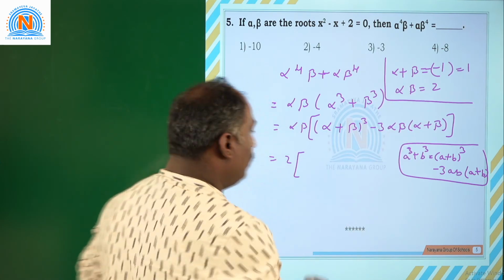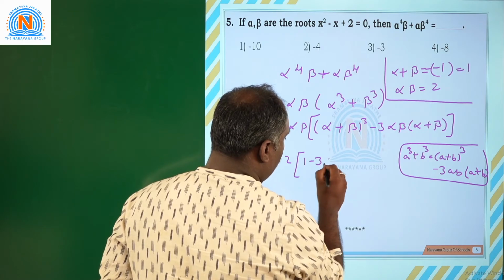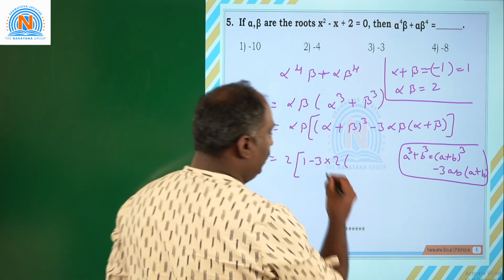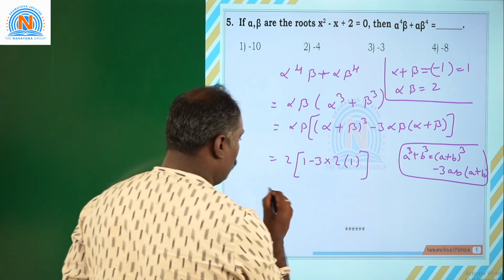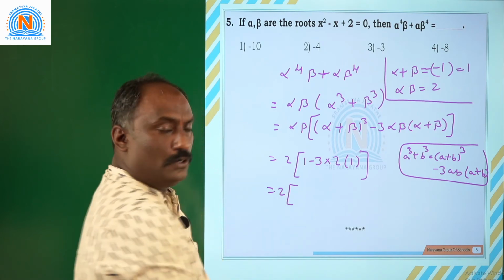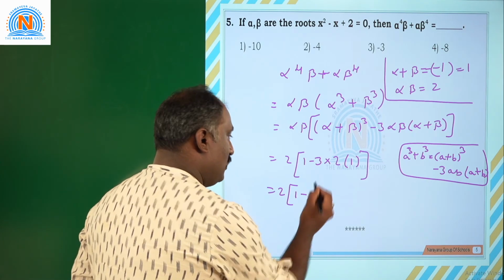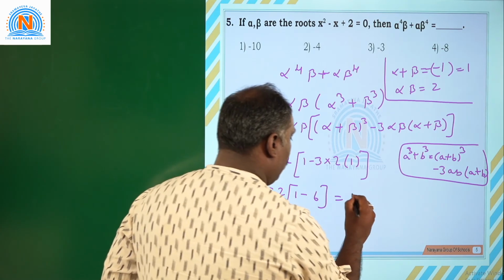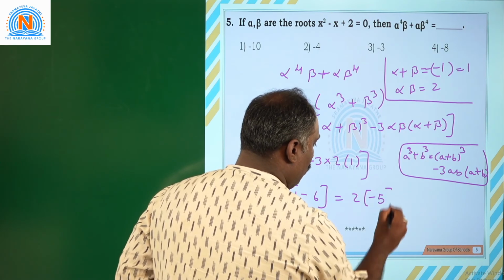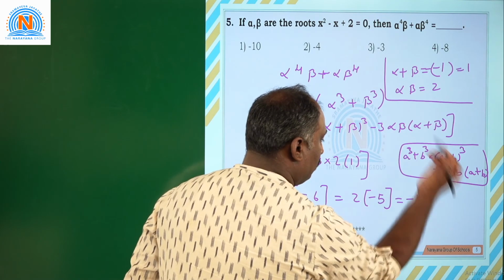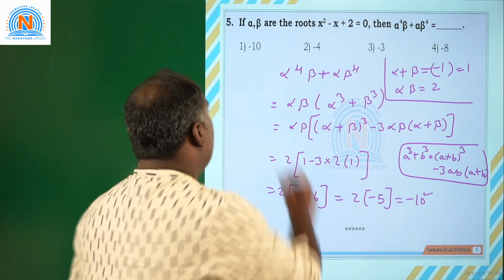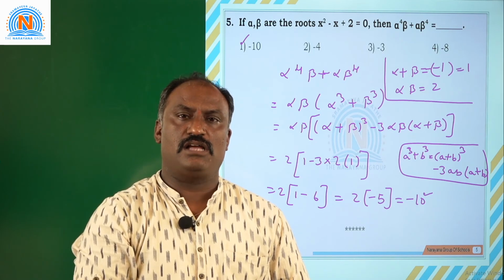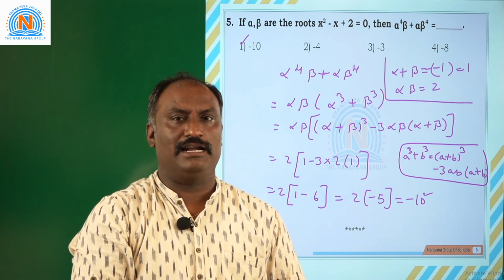2 into, alpha plus beta value is 1, so 1 cube is 1, minus 3 into alpha beta value 2 into alpha plus beta, which is 1. So 2 times of 1 minus 3, 2s are 6, 6 into 1 is 6. So we are getting 2 times of minus 5, which is minus 10. So our answer is minus 10. So we have finished all 5 questions of this assignment. Hope you have understood. Thank you.